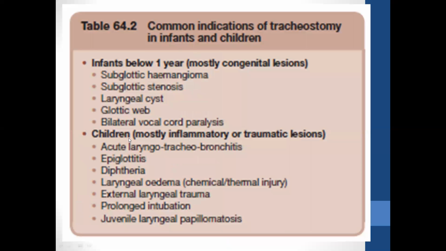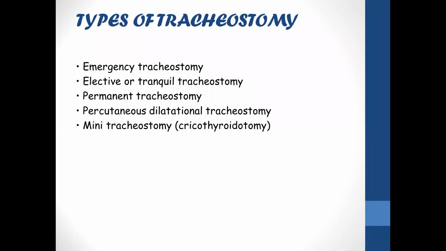Then, what are the common indications of a tracheostomy in infants and children? In infants below 1 year, mostly it's due to congenital lesions, and in children above 1 year, it's mostly inflammatory or traumatic lesions such as acute laryngotracheobronchitis, epiglottitis, diphtheria, laryngeal edema, external laryngeal trauma, prolonged intubation, juvenile laryngeal papillomatosis. So, what are the types of tracheostomy? There's emergency tracheostomy, elective or tranquil tracheostomy, permanent tracheostomy, percutaneous dilatational tracheostomy, then there's mini tracheostomy, which is also known as cricothyroidotomy.